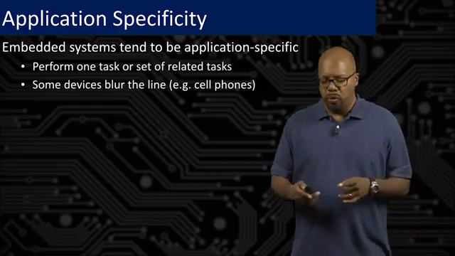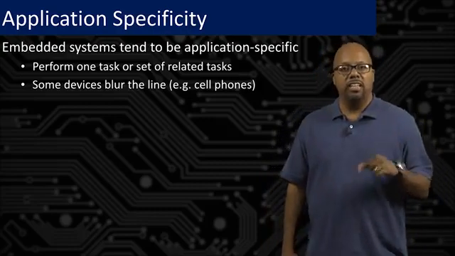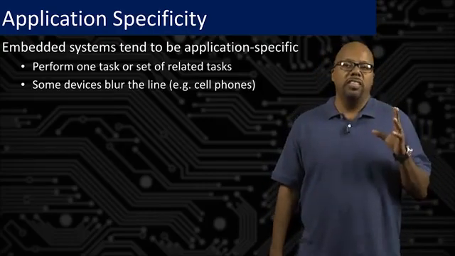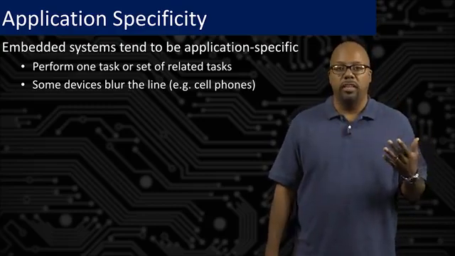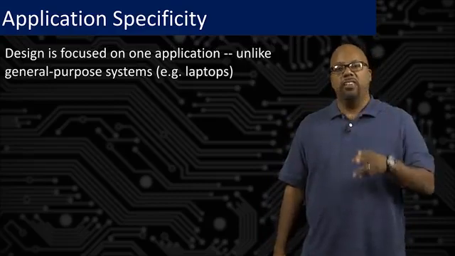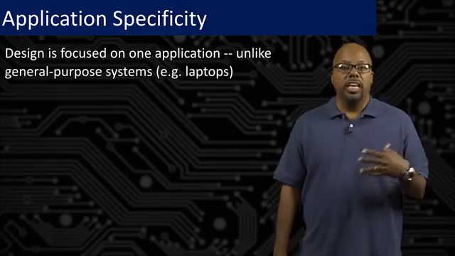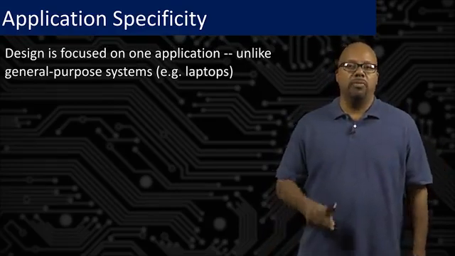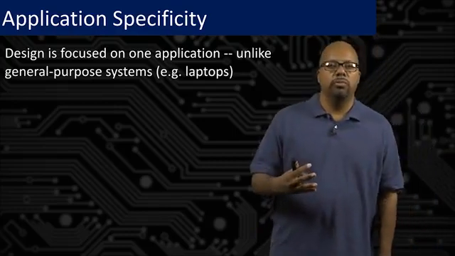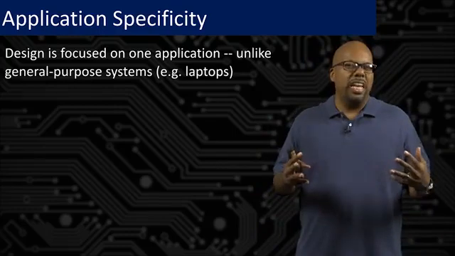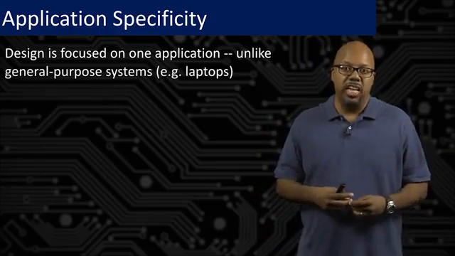And the reason why this is important is because it changes the way you design a device. When you know that the device is going to do one thing, you design it for the one thing. You don't design it for everything. So the design is focused on the one application, unlike general purpose systems like a laptop, desktop. So those things essentially end up being overpowered for whatever you have to do because they have to be ready to handle any type of computational task.